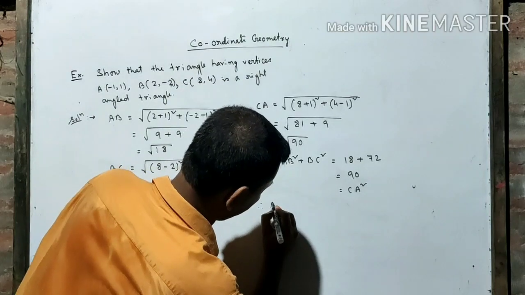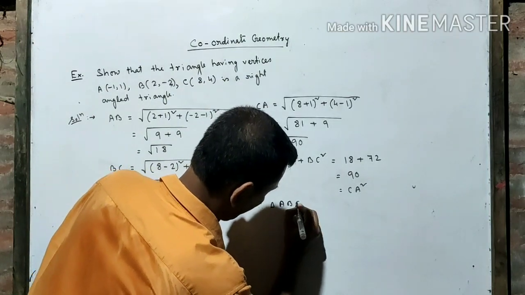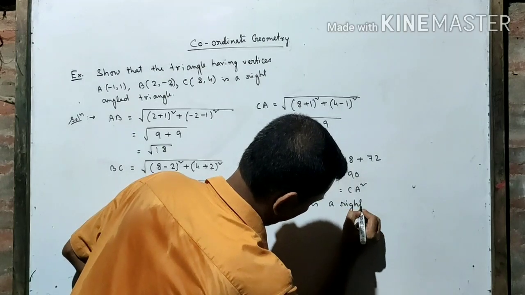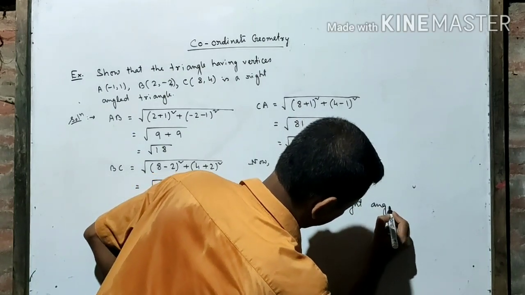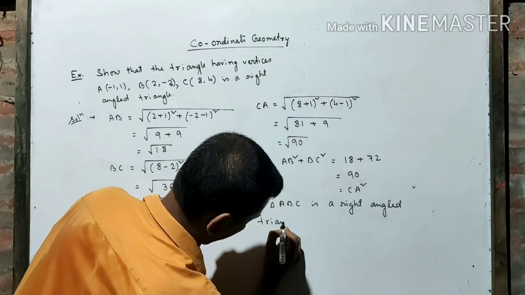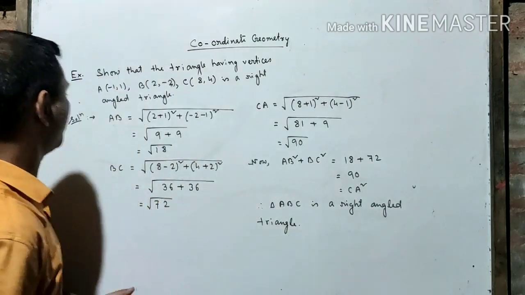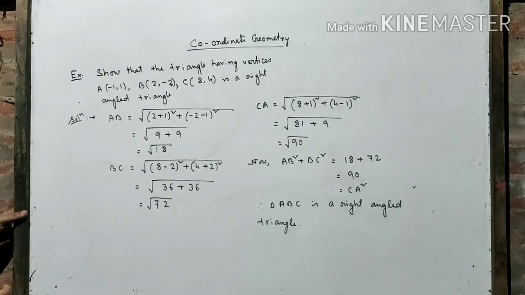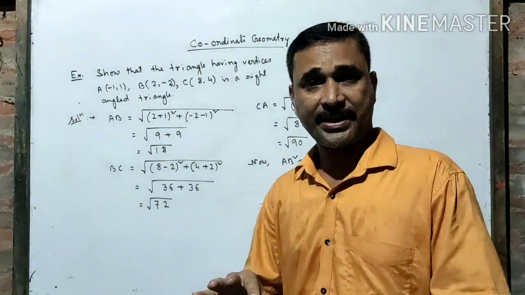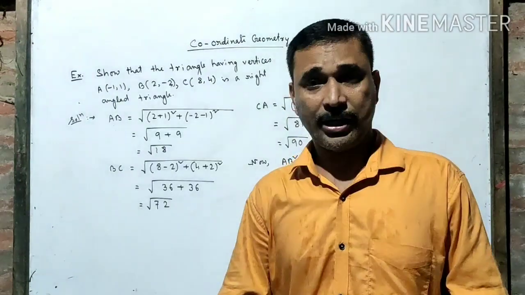So we will write here, therefore, triangle ABC is a right angled triangle. Okay, so in this way we can show that a triangle is isosceles, a triangle is scalene, a triangle is right angled, a triangle is equilateral.